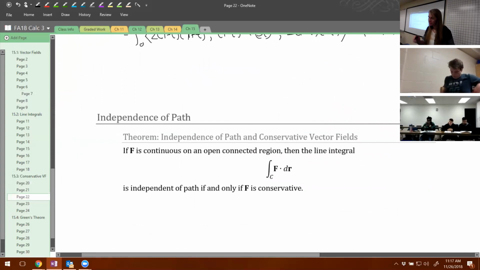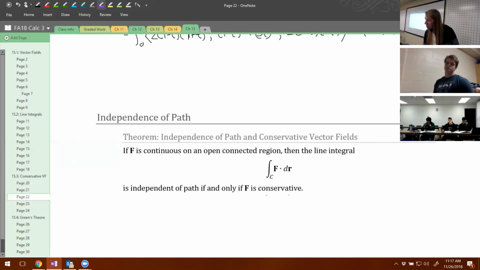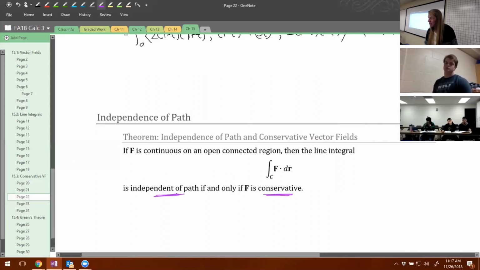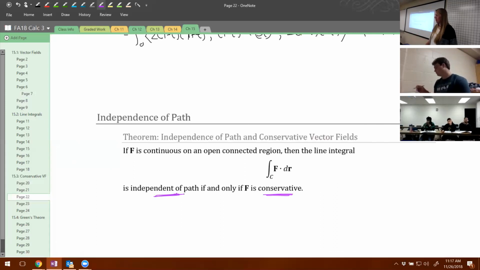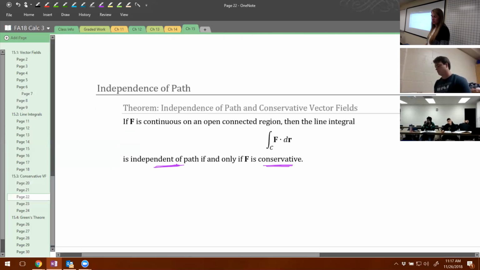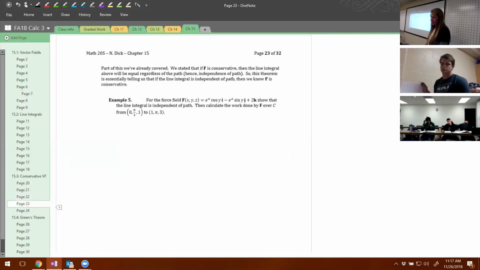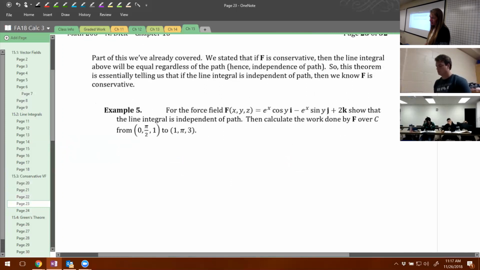Technically, if some vector field is continuous on an open connected region, then a line integral there is independent of path only if the field is conservative. So they're not really synonyms, but you can basically think of them as saying the same thing. If we know something is conservative, we know it's independent of path. If we know it's independent of path, we know it's conservative. Different ways of talking about the same thing.